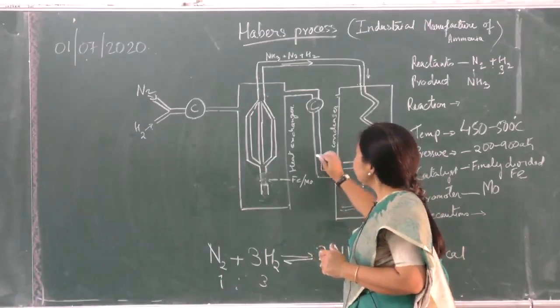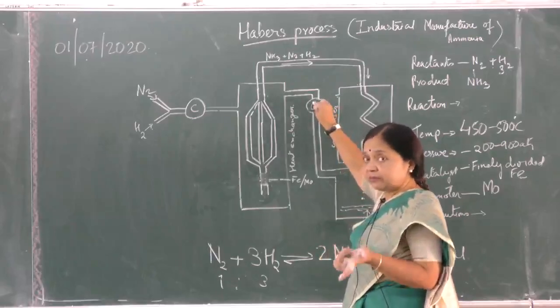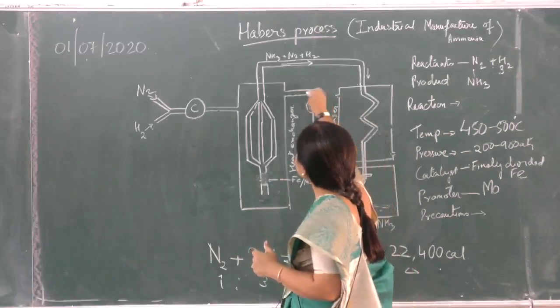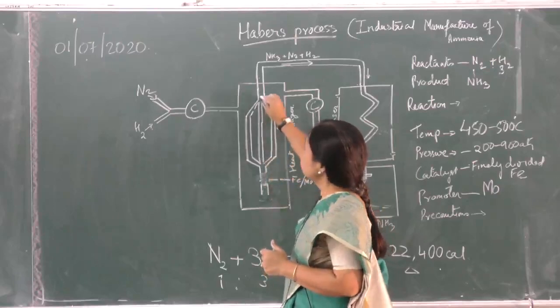This is again recycled through the pump and compressed, because you have to apply that pressure of 250, and then it goes back into the catalytic chamber. Again the same process is carried on.